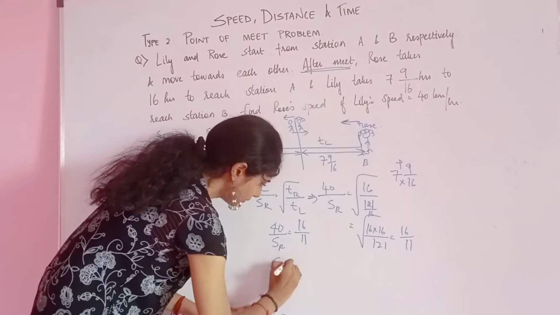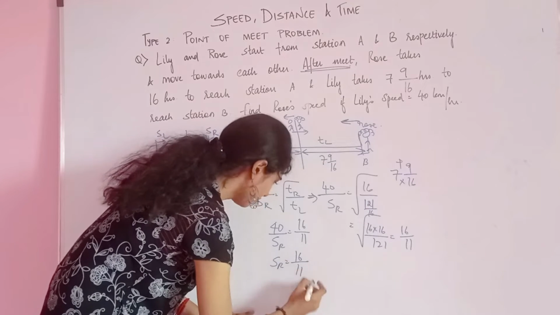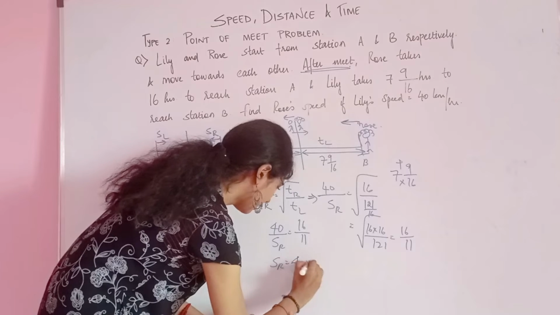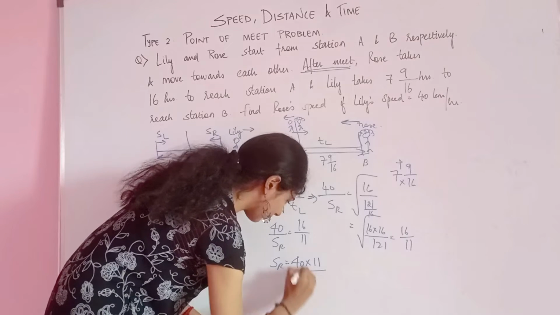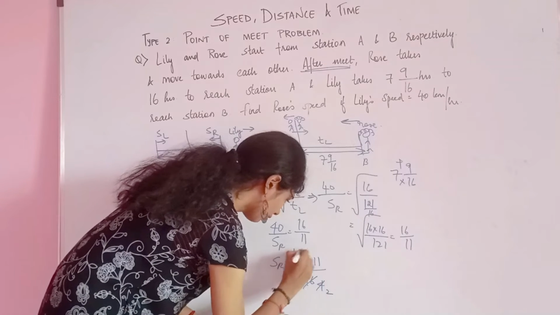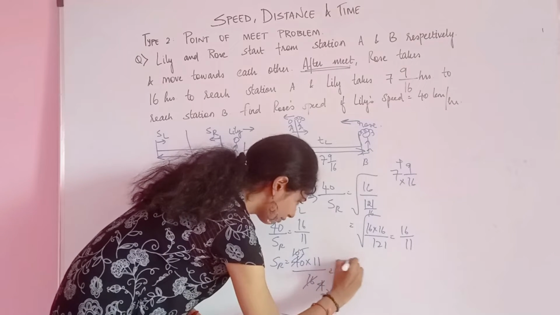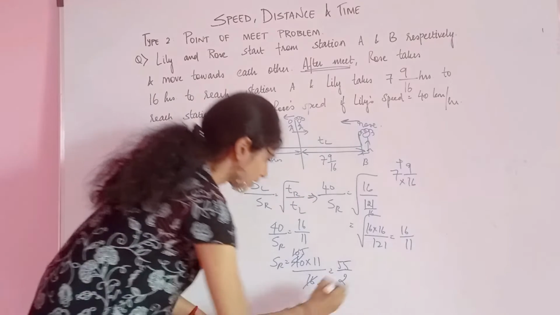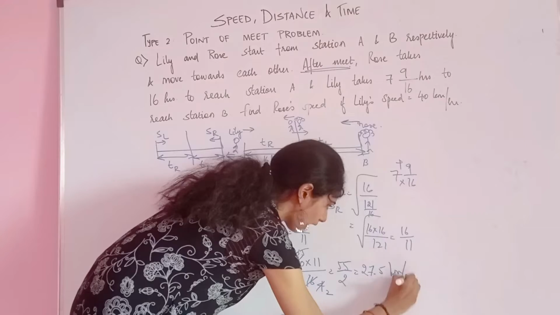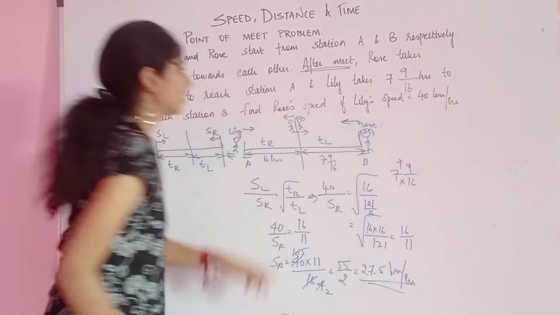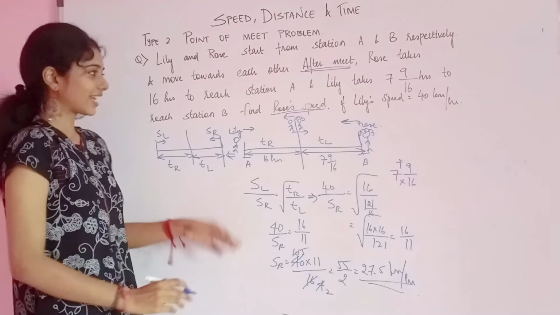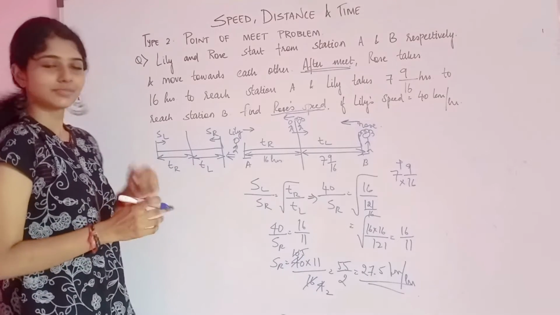So SR is equal to 40 into 11 divided by 16. So 10, 4, 2, 5. So it's 55 by 2, which is nothing but 27.5 km per hour, the speed of Rose. As simple as that, right? So it's a very simple question if you know this formula.